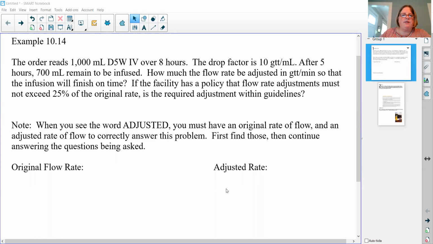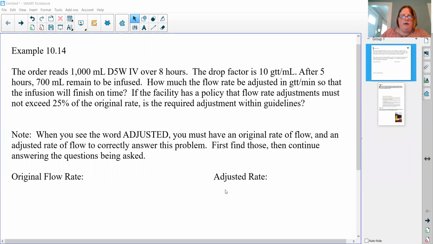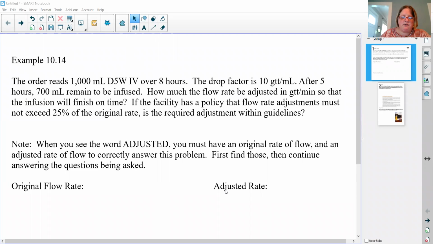Okay, now we're going to start with, it's still chapter 10, it's still enteral and IV administration of drugs, but this is a different type of problem that I wanted to go over separately. So this is for IV flow rate, and it says the order reads 1,000 milliliters of dextrose 5% in water in an IV over 8 hours. The drop factor is 10 drops per milliliter, and after 5 hours, 700 milliliters remain to be infused.